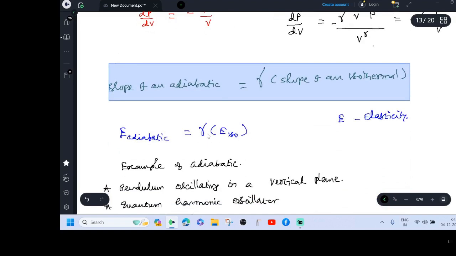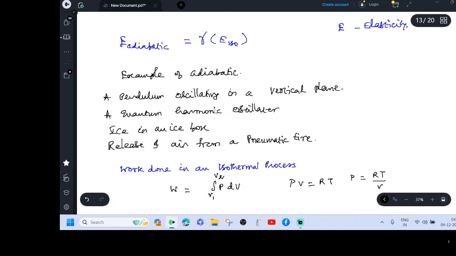E adiabatic equal to gamma times E isothermal. These are examples of adiabatic process: a pendulum oscillating in a vertical plane, a quantum harmonic oscillator, ice in an ice box. If you think about ice in an ice box, neither heat energy is given nor taken from the box. Release of air from a pneumatic tire.